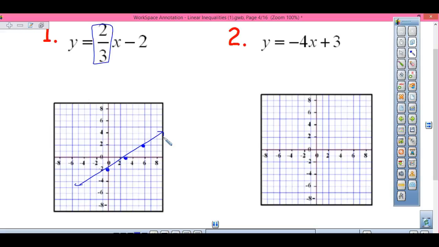Okay, over here, what's my starting point? 3. And now, since my slope is a negative 4, that tells me to go down 4 and then over 1 when there isn't anything underneath it. So down 4, over 1, connect my dots. Always make sure that you're drawing your line through those.